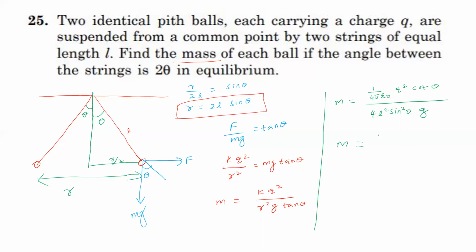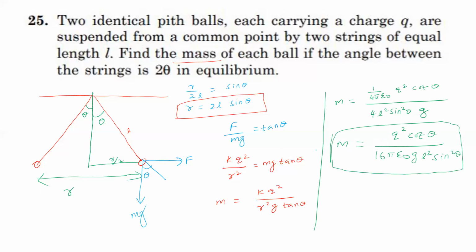Now by writing all this, 1 by 4 pi epsilon naught into 4 is 16 pi epsilon naught. So m is equal to q square cot theta divided by 16 pi epsilon naught g L square sin square theta. This is the mass of each ball if the angle between the strings in equilibrium is 2 theta.